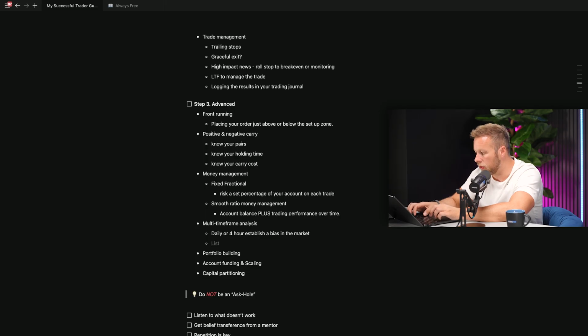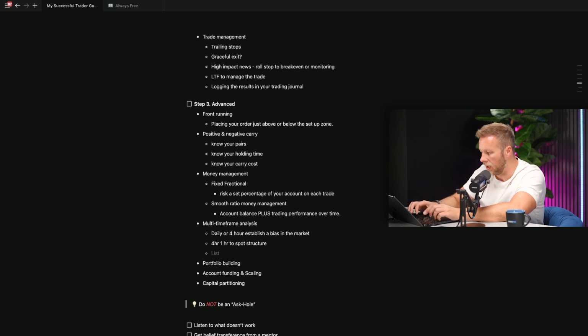They'll then use a mid time frame of the 4-hour or the 1 hour to spot structure. And then they'll use a lower time frame, say the 15-minute, and again, I'm just using these as examples, or the 5-minute to enter for precision entries.